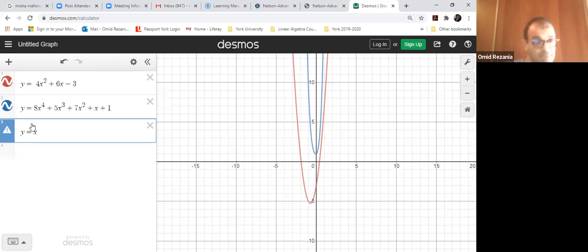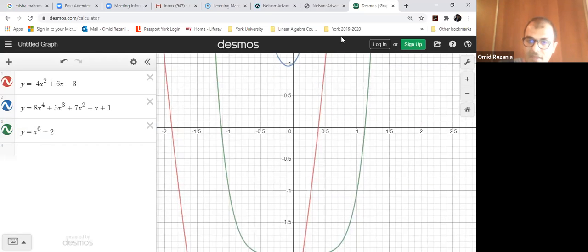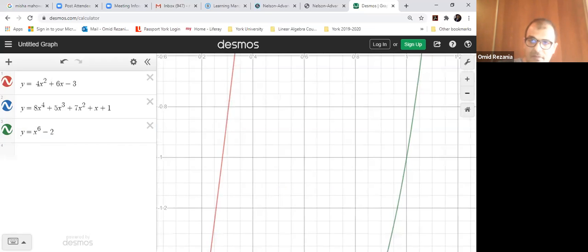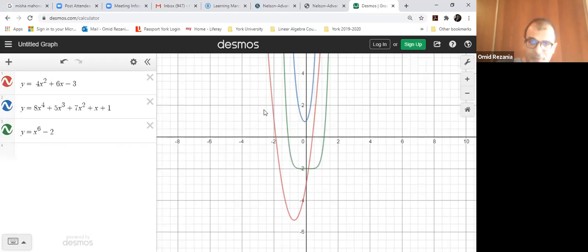As a very last example, I say y equals, for example, x to the power 6 minus 2. You see, this function again behaves the same thing. Again, it expands from the second quadrant, goes to the first quadrant. These are the quadrants which they occupy.